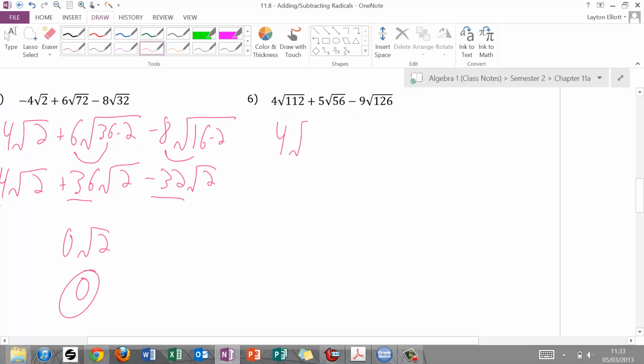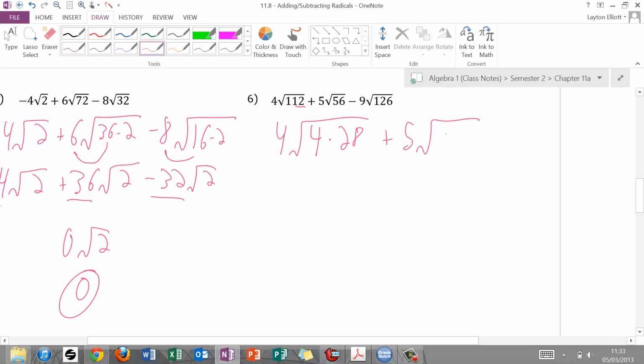I have 4 radical 112. I know that's going to be divisible by 4 because the last two digits are divisible by 4. So I could break it up into 4 and 27. Is it? No, it wouldn't be 4 and 27. 4 and 28. There we go. That's what I'm thinking of right now. Yeah, does that work? Yep. 4 and 28. Then 5 radical 56. 56 is 28 and 2.